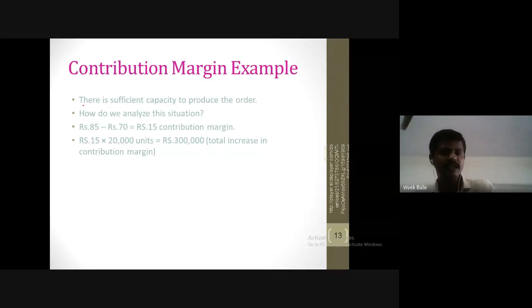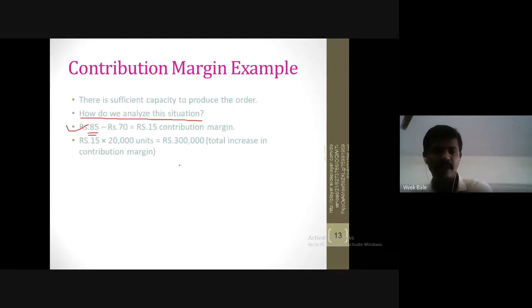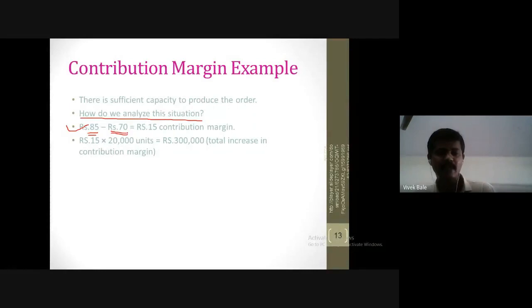the condition is, in this Tom and Jerry manufacturer, they have sufficient capacity to produce the order. And how do we analyze this situation? Now, how much is the selling price fixed? 85. You can just see here. How much is the selling price? 85 rupees. And therefore, from 85, variable expenses is the same, that is rupees 70.